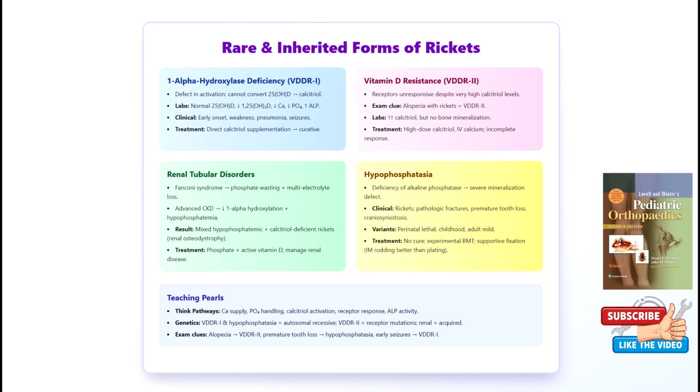Bone marrow transplantation has been attempted experimentally with the hope that donor osteoblasts producing alkaline phosphatase could repopulate the skeleton. Surgical management is often required, but difficult, because the abnormal bone heals poorly. Still, techniques like intramedullary rodding have shown better outcomes than plating in stabilizing fractures.